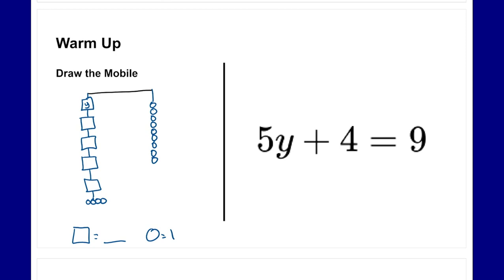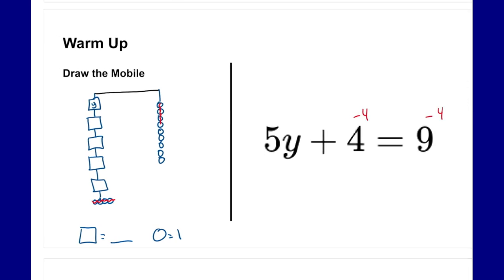So what would I do? Well, similar to what we've done before, if I'm trying to find out what each box is, let's get the boxes by itself. So let's get rid of these 4 circles. To keep it balanced, though, I need to get rid of 4 circles on the other side. So I've taken away 4 from one side, and I've taken away 4 from the other side. I'm now left with my 5y and just 5.